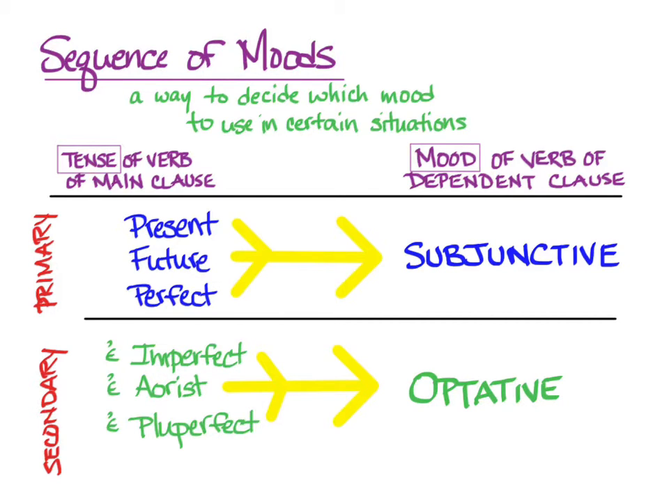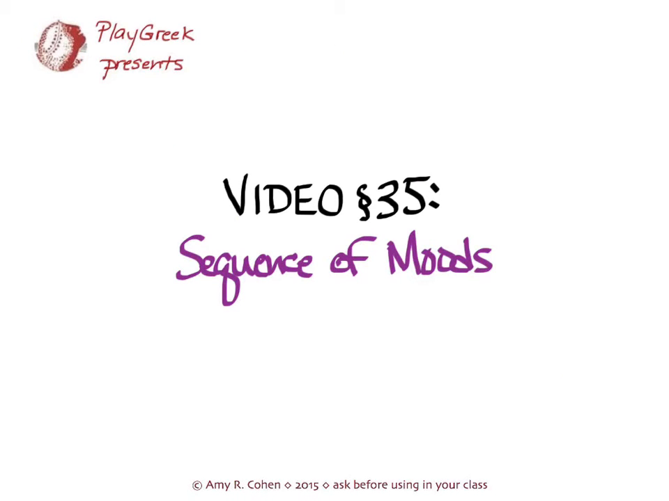That's really it. If the main verb is a tense that takes the augment and is therefore a tense of past time, then we're in secondary sequence, and you use the optative. If the main verb is in another tense, you're in primary sequence and you use the subjunctive. And there you have the sequence of moods.